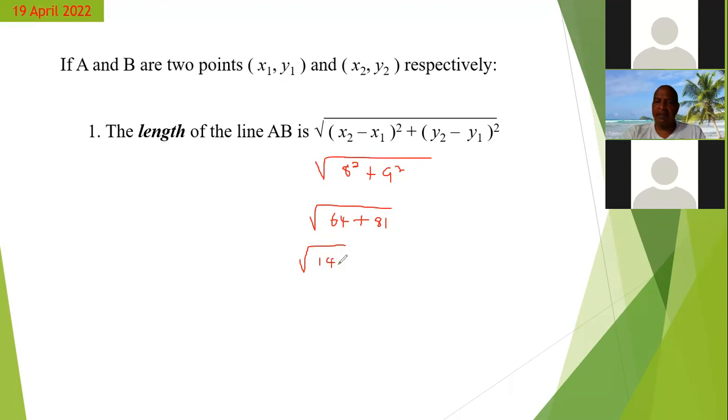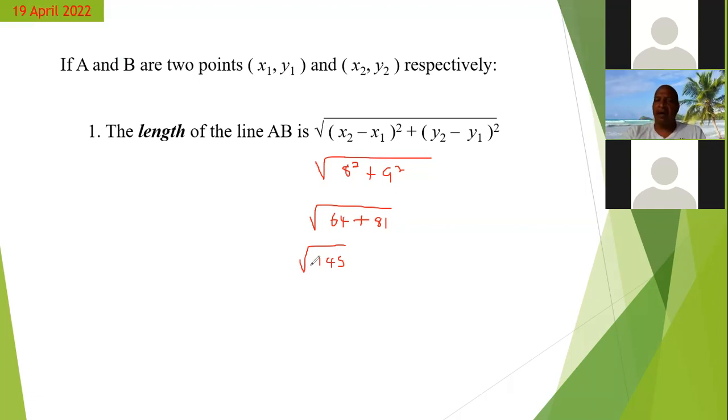Check that for me, please, if it is correct. It should be 145. So 4 and 1 is 5. Is that correct, guys? Or something wrong there? Yes, sir. Correct.